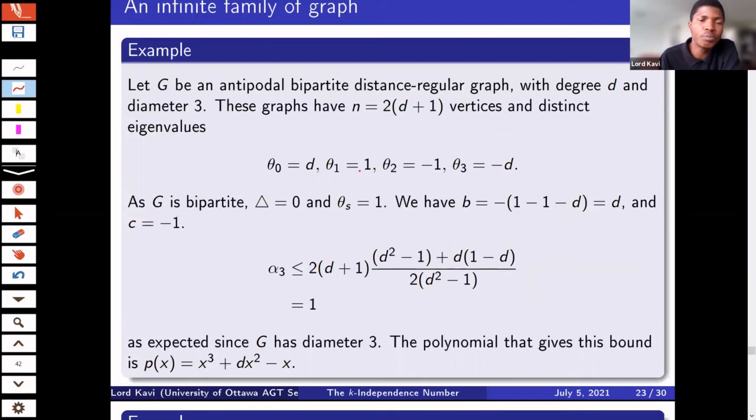Yeah. So if we consider this antipodal bipartite distance regular graph of degree d and diameter 3, then the number of vertices in the graph is 2 times d plus 1, and it has these eigenvalues. Since the graph is bipartite, we have no triangles, and theta S becomes 1. So b is d and c is minus 1. If we substitute this into the formula, we get alpha 3 less or equal to 1, so alpha 3 is precisely 1, which is expected because the graph is of diameter 3.